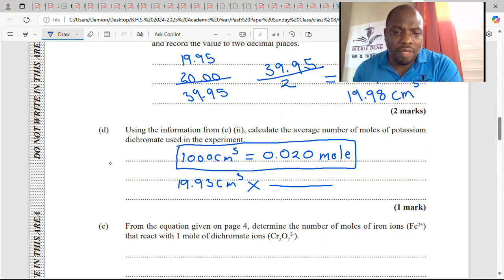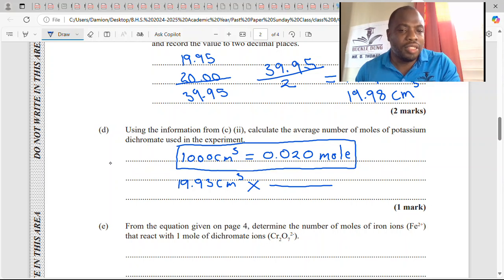Just think about this. You mix up a big batch of Tang or Kool-Aid in a jug and you take out a cup. Will the cup have the same amount of Kool-Aid as what was in the initial large jug? No. So it's the same concept. You have this big volumetric flask of 0.02 moles of this potassium dichromate, and you would have extracted some of it. You take out 19.93 centimeter cube. Now you have that, it's going to have less.